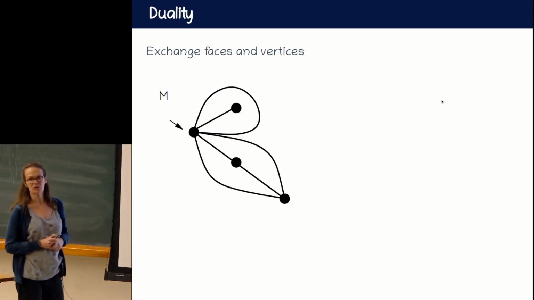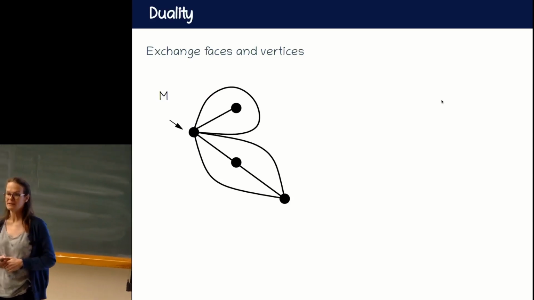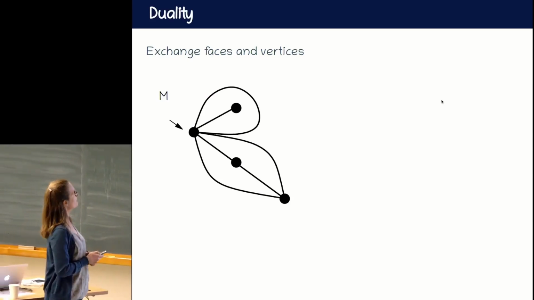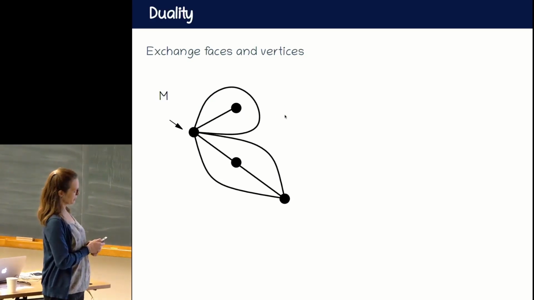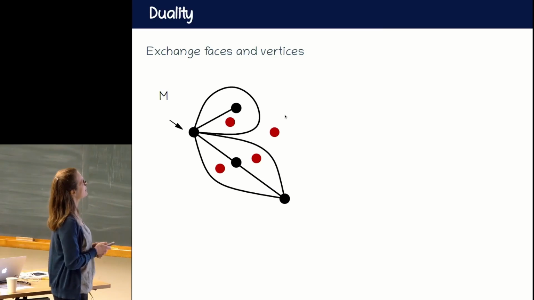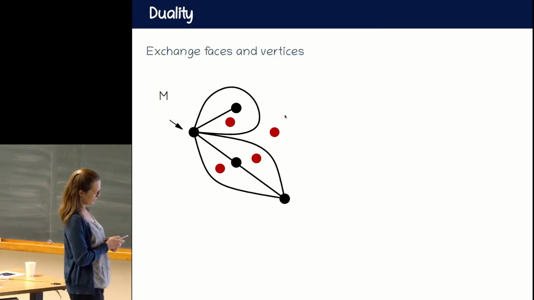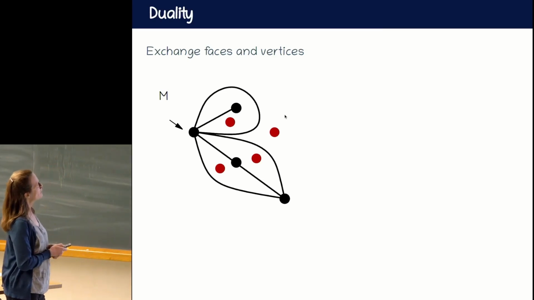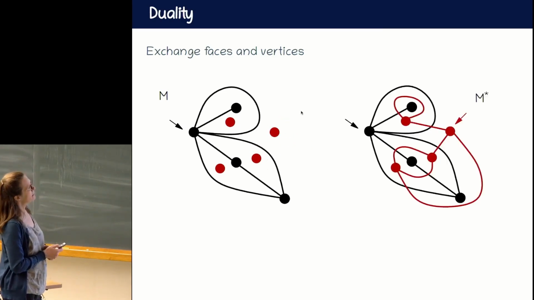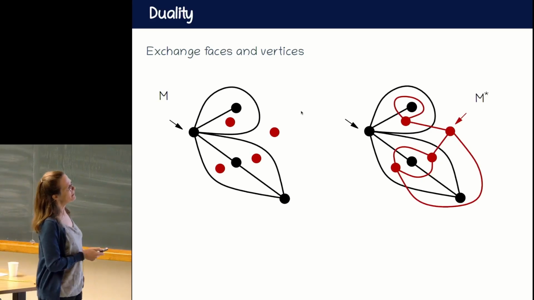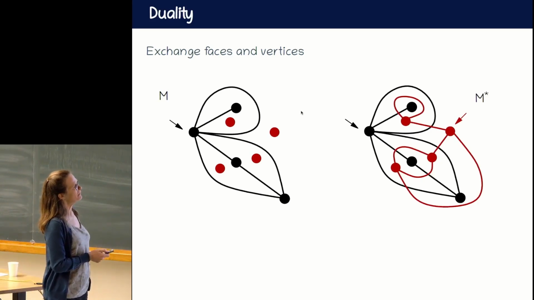One important construction when you play with maps is duality. So if you start from a map M, what you will do is to create a new vertex in red, it's not so clear, in every face of M, and then you join two vertices that are on both sides of the same edge, like here. So here's what you obtain on the map in red. This is the dual map, M star.